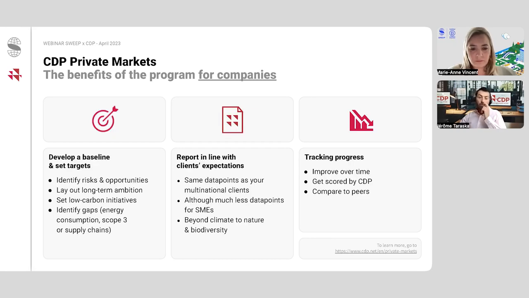The next slide focuses on the perspective of the company. Why would they do that? It's generally important for companies to work on this baseline, but also to identify targets, learn about low carbon initiatives that are available in their sectors, identify gaps compared to their peers, and then report these various actions, not only the negative impact, but how they are planning to transition.